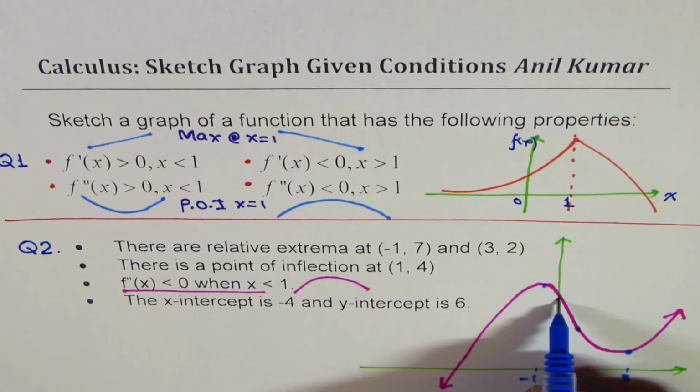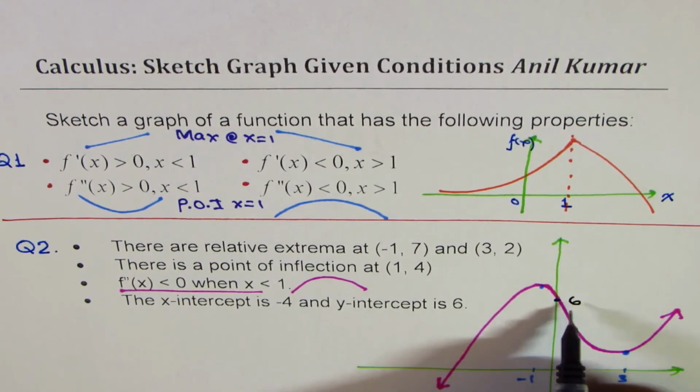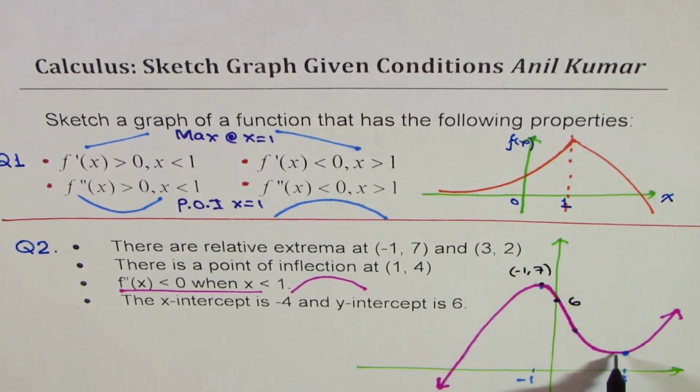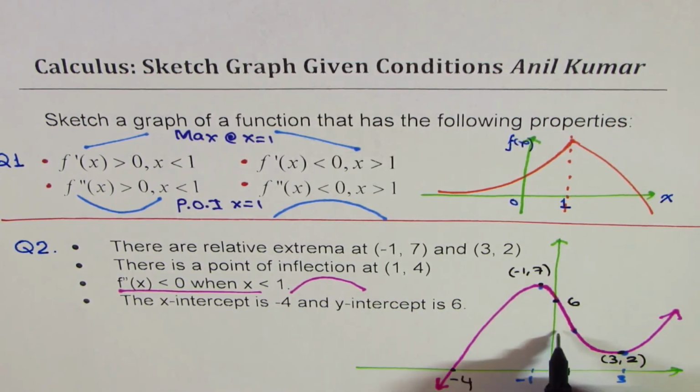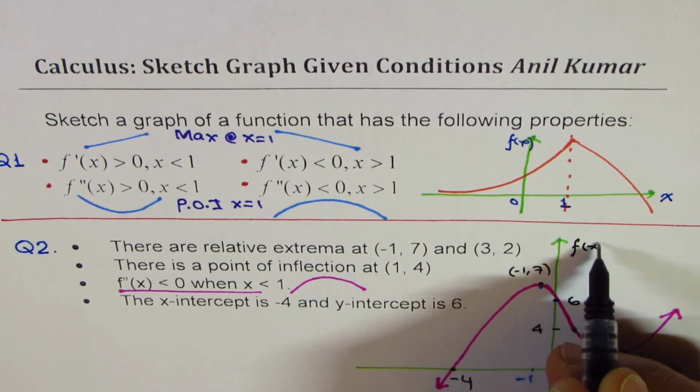We can write this point, which is the y-intercept, as 6. That is the maximum, which is at (-1, 7). Here we have a minimum. Let's say this is the minimum turning point, which is at (3, 2). This becomes the x-intercept at minus 4. And at (1, 4), this becomes the point of inflection. The concavity changes. Do you see that? So that is how you can actually sketch your function.